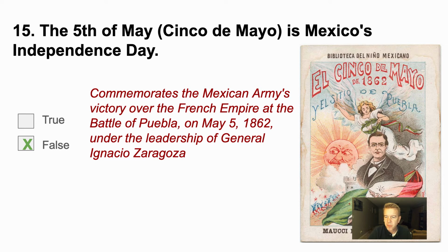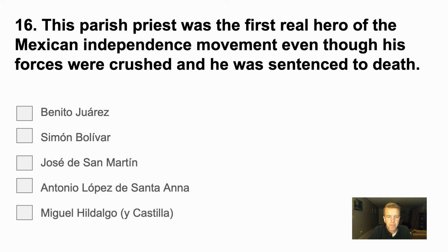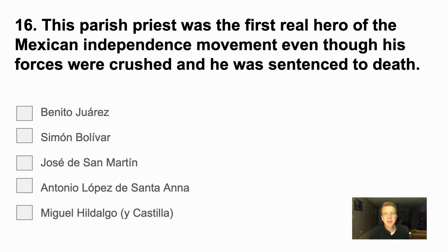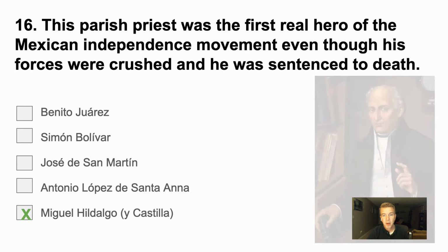Under the leadership of Zaragoza there. I forgot about Ignacio there, sorry. This parish priest was the first real hero of the Mexican independence movement, even though his forces were crushed and he was sentenced to death. This is Miguel Hidalgo.